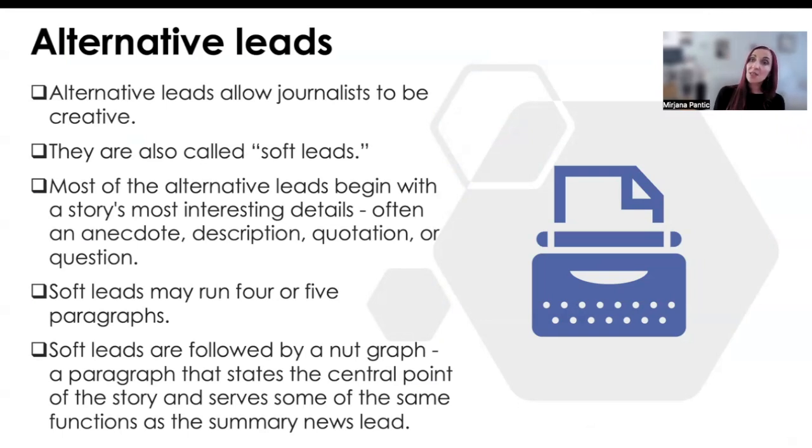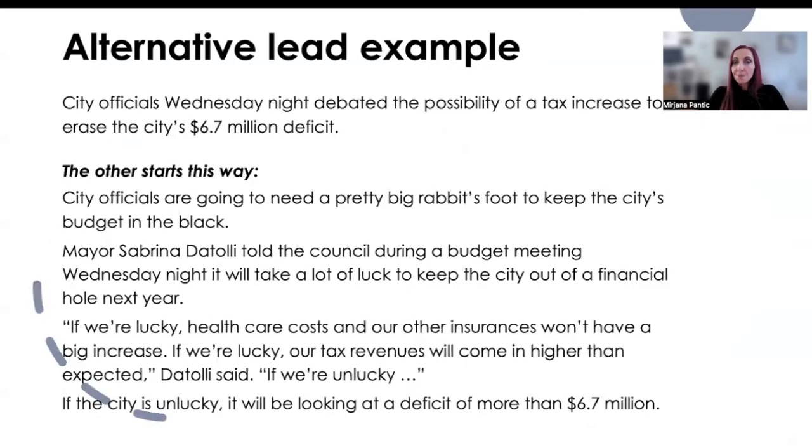So there you see, they're very different than summary leads, where we want to go straight to the point, be clear and concise. No, alternative leads are a bit different. And they may run not one, but 4 to 5 paragraphs. Soft leads are followed by a nut graph, or a paragraph that states the central point of the story. And this nut graph serves some of the same functions as the summary news lead.